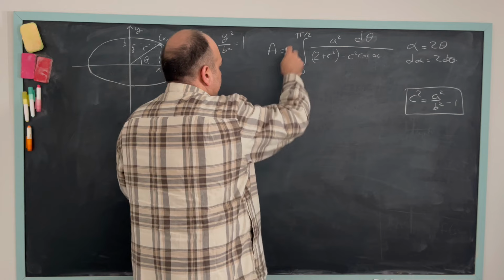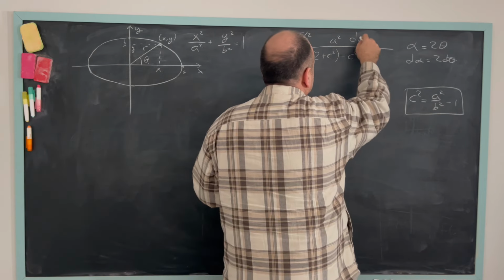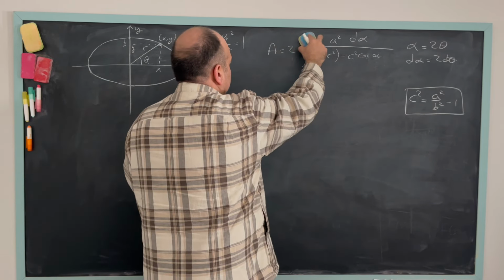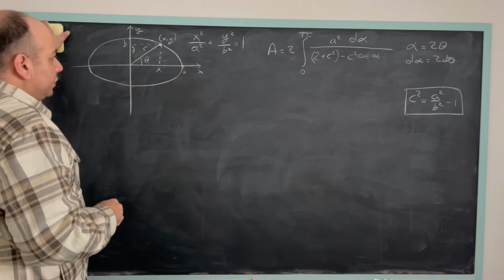So this becomes 2. Instead of d theta, I'll have d alpha here. So the limits also change. So this is 0, and this will be pi. So the new limits here.